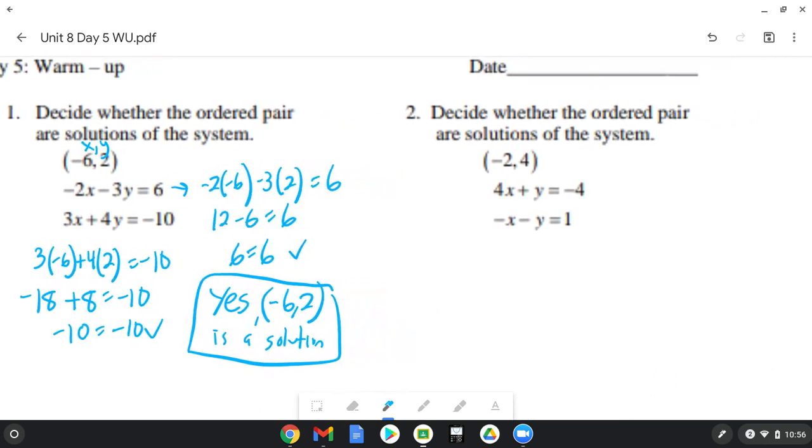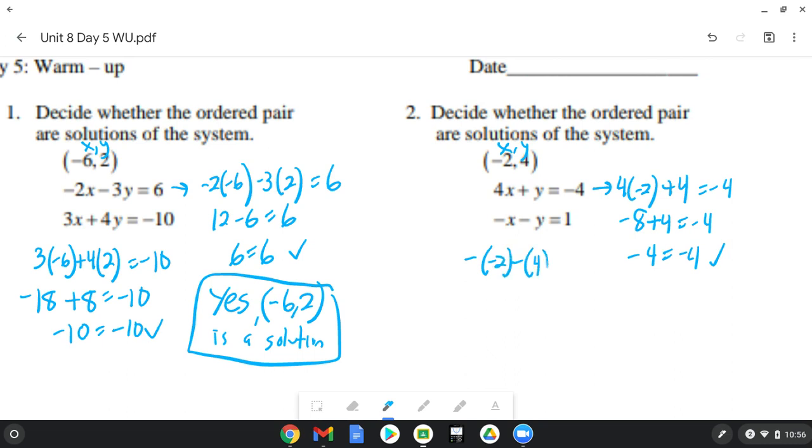So we're going to do the same thing for the next one. -2 is my x, 4 is my y. So if we do the top one, that would be 4 times -2 plus 4 equals -4. So that'd be -8 plus 4 equals -4. So that's -4 equals -4. So it works for the top. On the bottom, we plug in -2, we plug in 4. So that'd be 2 minus 4, and that's -2. -2 does not equal 1. So this one is no.